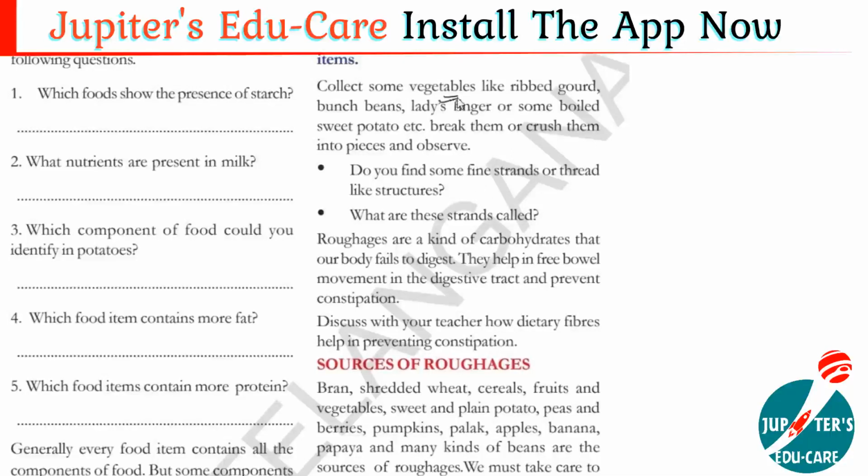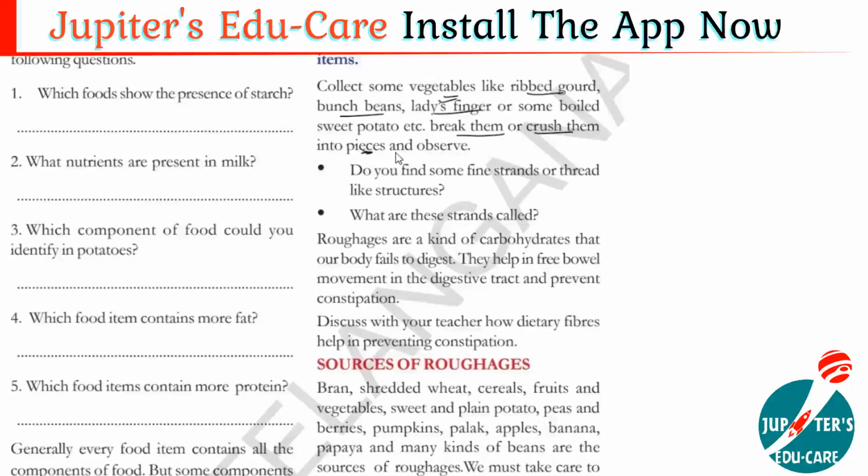Here, collect some vegetables like ridge gourd, bunch beans, lady's finger, or some boiled sweet potato. Even in these you can find strand-like structures. When you break or crush them into pieces, you can observe fiber-like structures. Do you find strands or thread-like structures? Yes, we can find strand-like structures, like threads, in the lady's finger, in the beans, and in the ridge gourd.